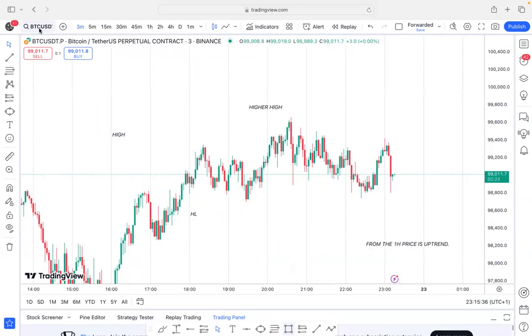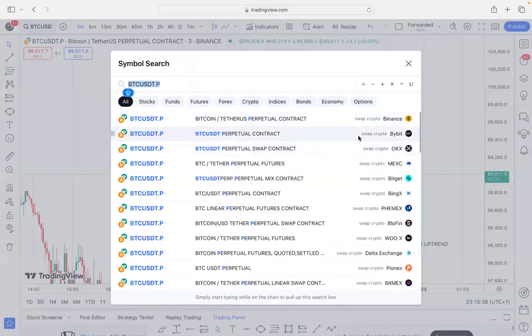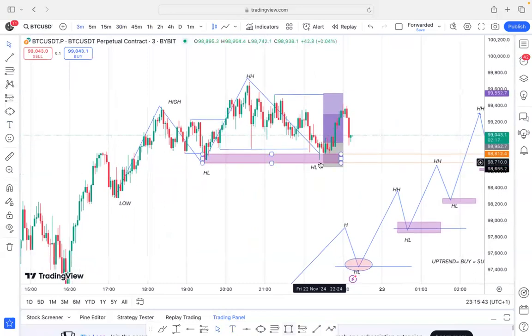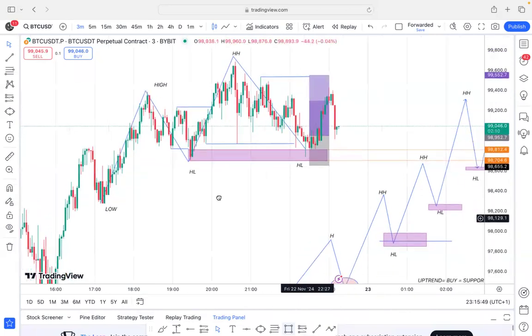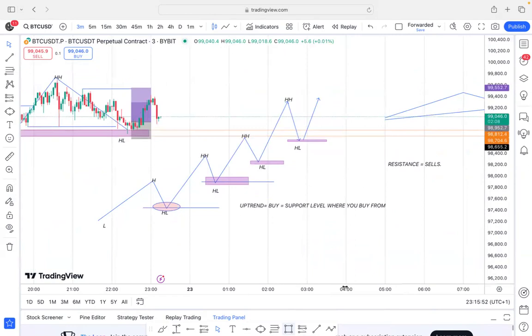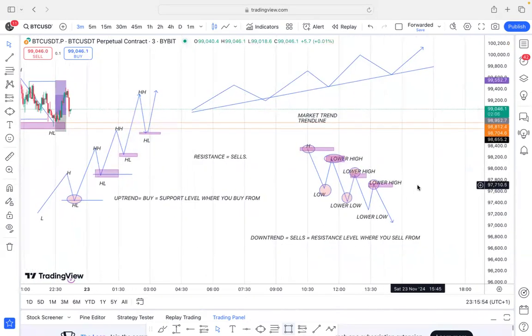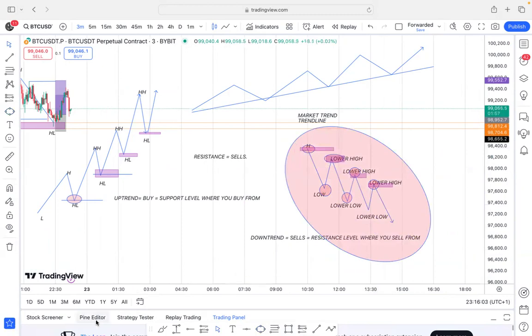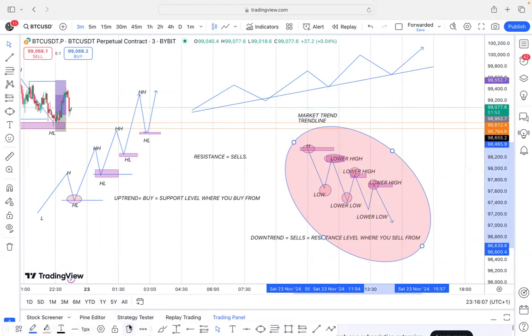Let's go to the other. I was doing the topic of resistance previously, and I said that resistance is where we sell from. We sell in a downtrend, and resistance is where we sell from in a downtrend. How do you identify a downtrend? A downtrend is something like this, right? I believe you all understand that.